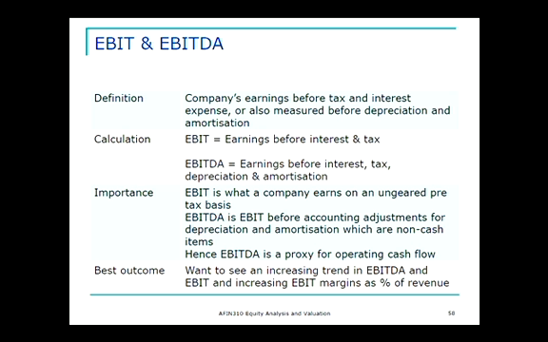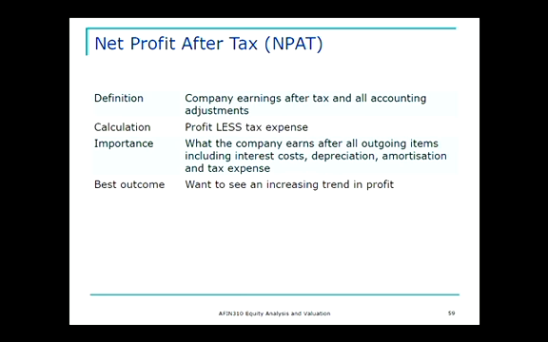So what we want to see here is an increasing trend, and we can also see it as a percentage of revenue. Next we have net profit after tax, or NPAT, which is the company's earnings after tax and all accounting adjustments. And we calculate this as profit minus the tax expense. And again, we want to see this increasing over time.